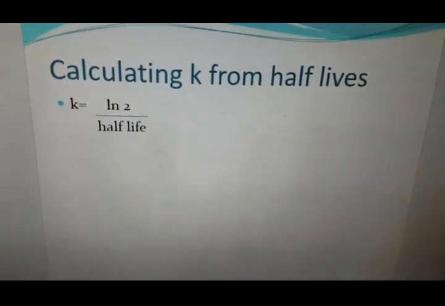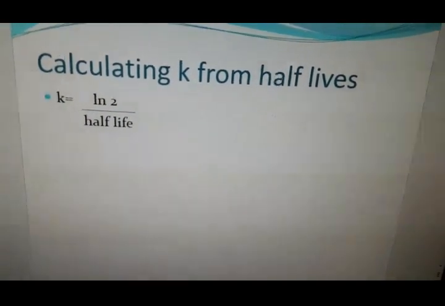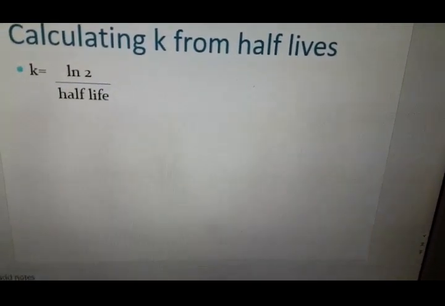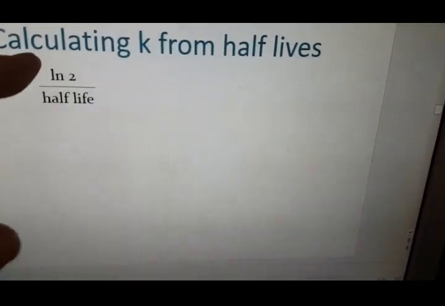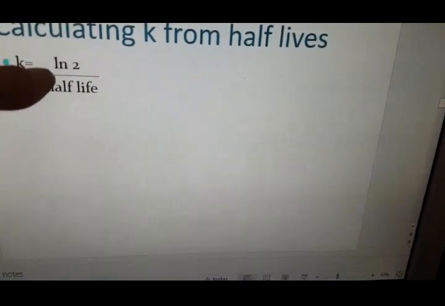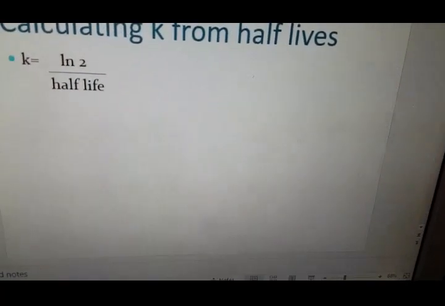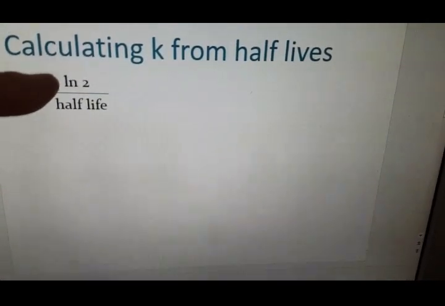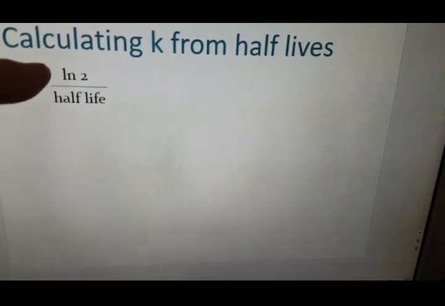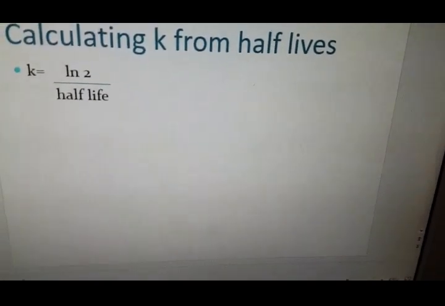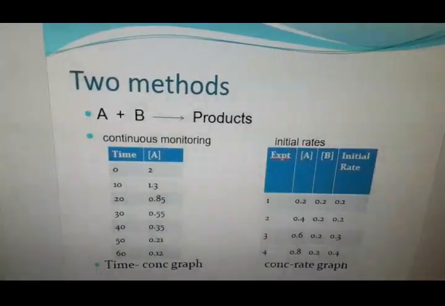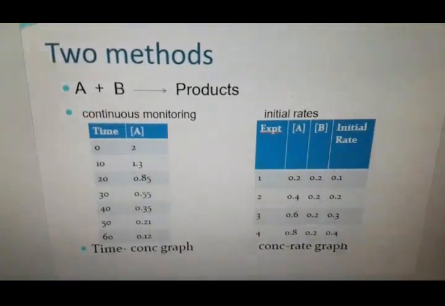One last very quick thing on conc-time graphs. You can also work out the value of k, the rate constant, from the half-life. You do this strange thing, ln2. If you type that into your calculator, you've got an ln button, natural log. I won't dwell too much on what ln means now. We will do in a future lesson, by the way, but not for now. You just do ln2, which actually just comes to 0.693 anyway, divided by the half-life, gives you the value of k.